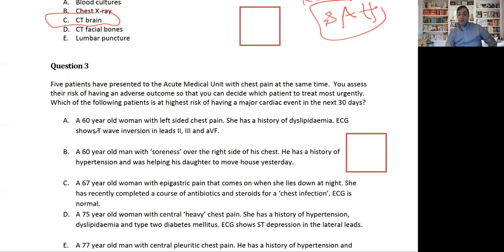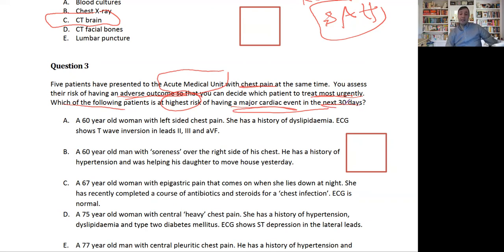5 patients have presented to the acute medical unit, AMU, with chest pain at the same time. So all of them have chest pain. You assess the risk of having an adverse outcome so that you can decide which patient to treat most urgently. So he's asking you to do triage for these patients: which patient has the highest adverse outcome and will need urgent review. So which of the following patients has the highest risk of having a major cardiac event in the next 30 days?